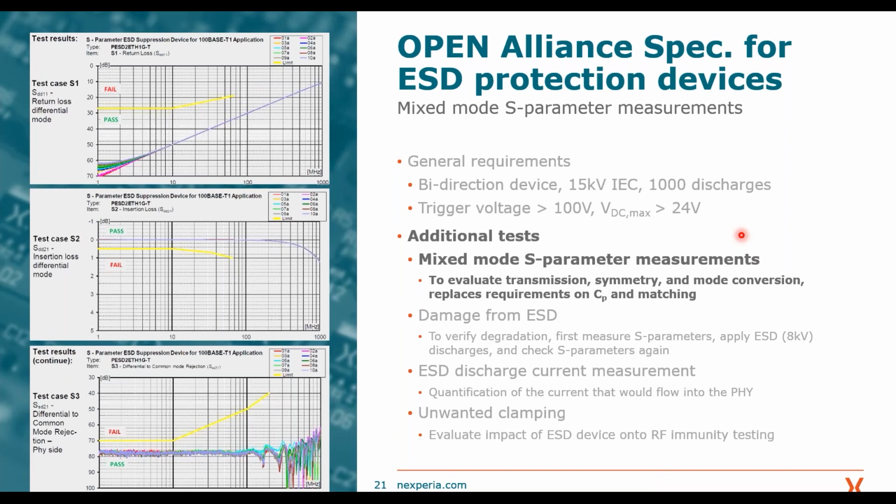The first test is the S parameter measurement test, and you might remember for CAN and LIN, we talked about the parasitic capacitance as an indication of how good the ESD protection will be from the signal integrity point of view. Here it's a much deeper analysis. It takes care of the S parameters, and here we look at the S11 and S21 parameters.